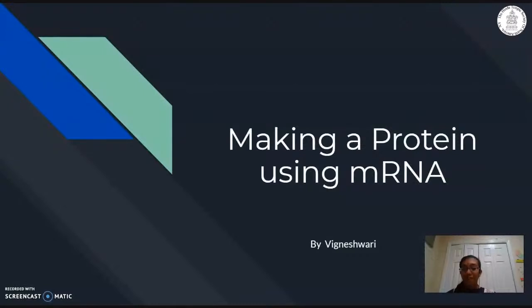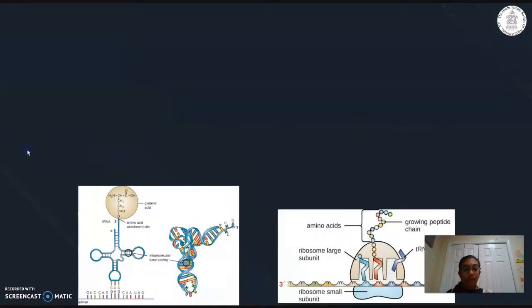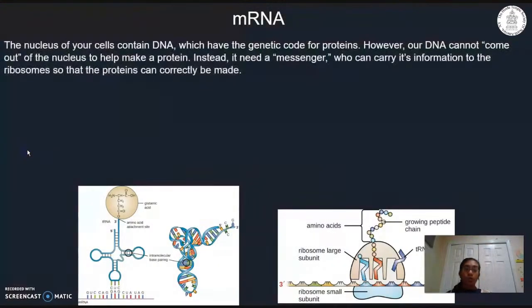I am Vigneshwari Shivakumar and I'll be talking about how you use the mRNA to make the protein in a simulation. So, the nucleus of your cells contain DNA, which have the genetic code for proteins. However, our DNA cannot come out of the nucleus to help make a protein. Instead, it needs a messenger who can carry its information to the ribosomes so that the proteins can be correctly made.